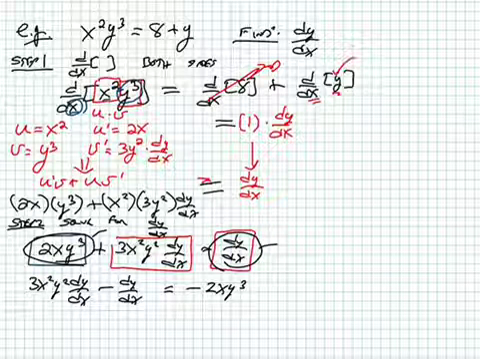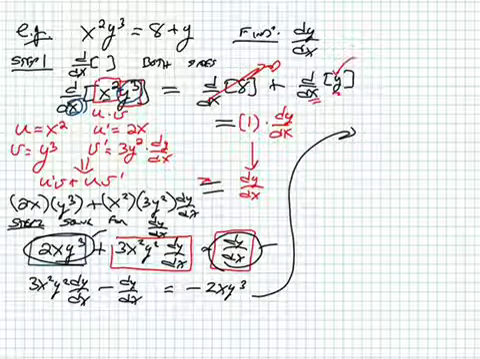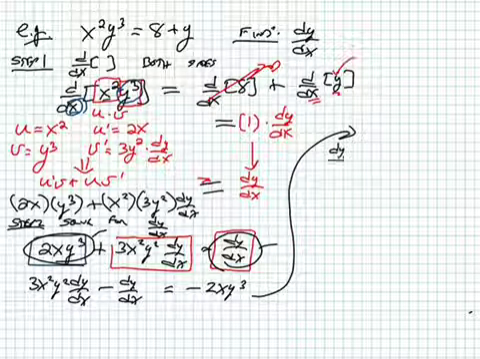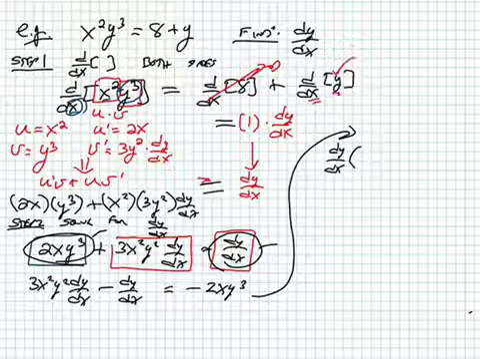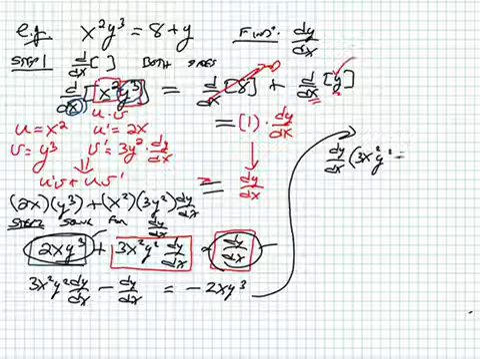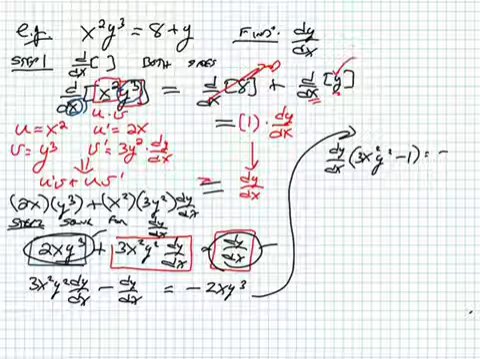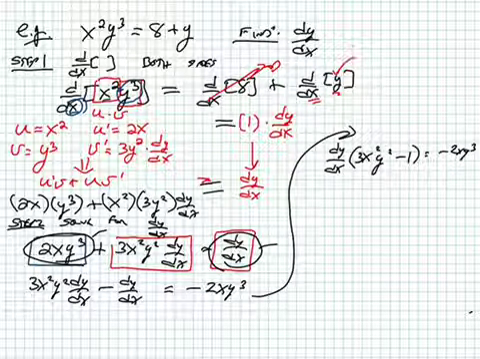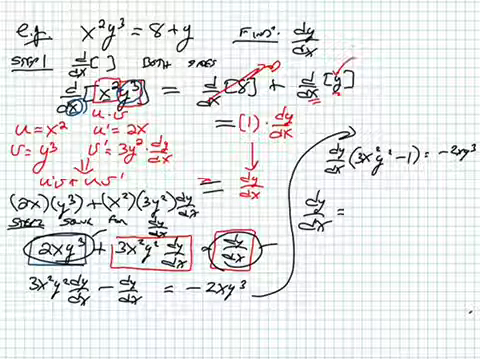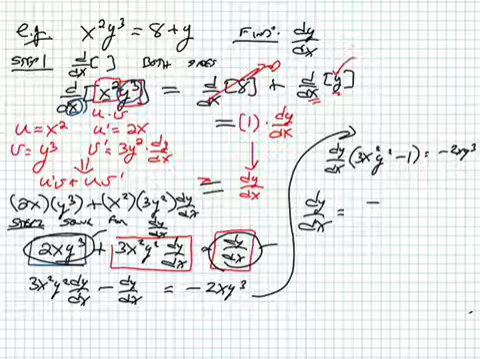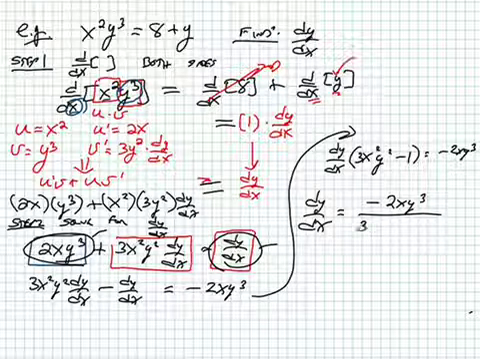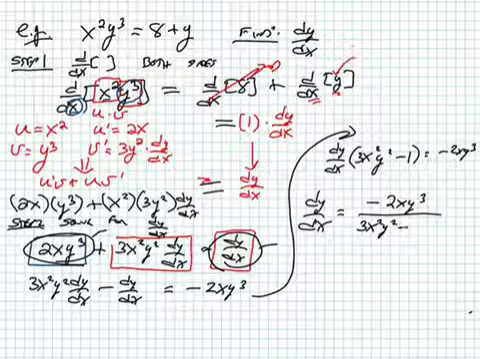And then the last thing I need to do is factor out a dy/dx. So I'm going to factor out the dy/dx on the left-hand side, which leaves me with 3x squared y squared minus 1, and that's equal to minus 2xy cubed. So dy/dx then, if I divide both sides by what's touching the dy/dx, I get minus 2xy cubed all over 3x squared y squared minus 1.